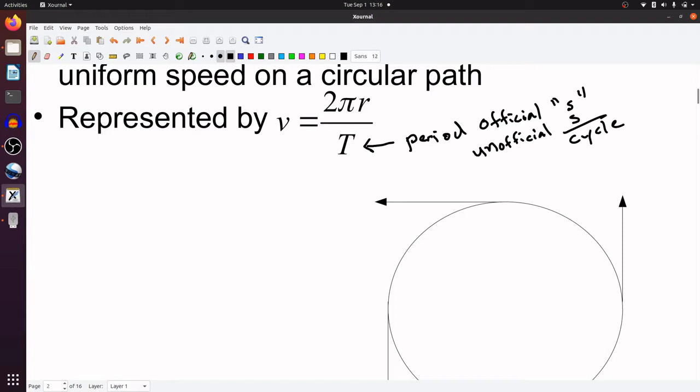2 pi r is your displacement, because velocity is displacement over time, right? Well, what is 2 pi r? Well, that's nothing more than the circumference of a circle, if you remember from your high school geometry class. So the circumference of a circle and the time it takes to do one circle gives you v equals 2 pi r over T. I don't prove this equation because it just is. It's just what it is. Circle divided by the time it takes to do a circle.